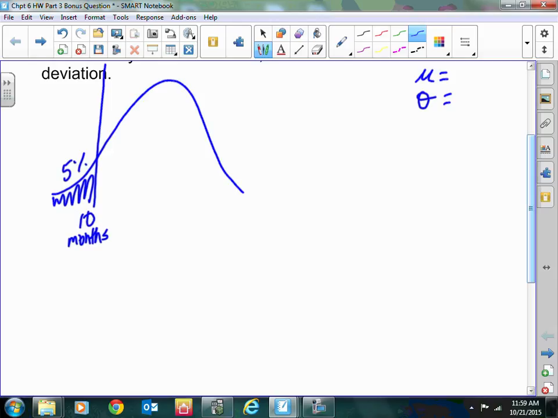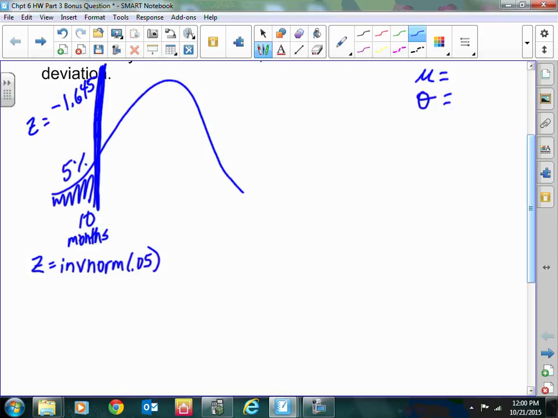The problem is, I need to be able to find the location of this on the normal curve. Where would this 10 months be located on the normal curve such that 5% is below it? Below 95%. Below the 5%. So inverse norm of the area below is the z at that spot. So inverse norm of my 0.05 puts that thing 1.645 standard deviations below the mean.